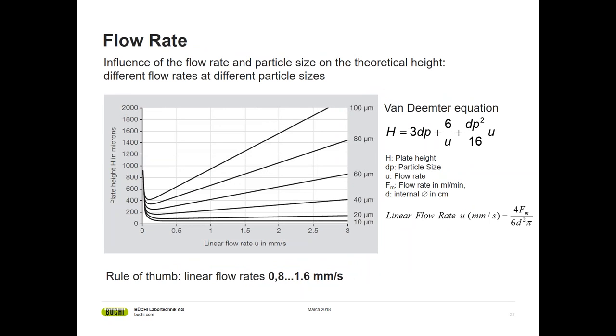The flow rate plays also a crucial role for separation. And there is another basic equation in chromatography, and that's the one from Van Deemter shown here. It actually describes that the plate height and hence the number of theoretical plates are determined by the particle size and the flow rate. And if you calculate for different particle sizes the plate height at different flow rates, you see here there is a point where you get minimum plate heights at a flow rate at around 0.1 millimeter per second. And with an increase of this flow rate, the plate height gets bigger, so resolution gets lower.